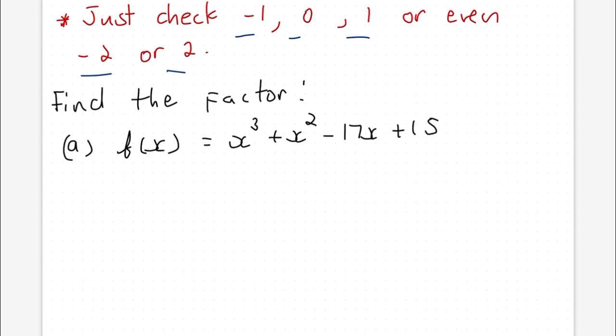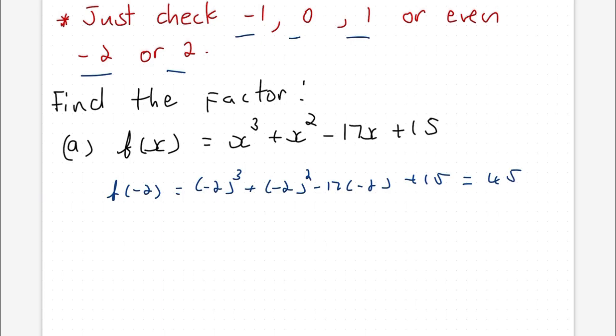The question here says, find the factor. I'm going to try to find f of minus 2 first, which is minus 2 cubed plus minus 2 squared minus 17 into minus 2 plus 15. I'm going to put this in my calculator, and I suggest you do it with me. Pause the video. So negative 2 all cubed plus negative 2 squared minus 17 into negative 2 plus 15. This is giving me 45. So that's not 0. I'm going to try another one.